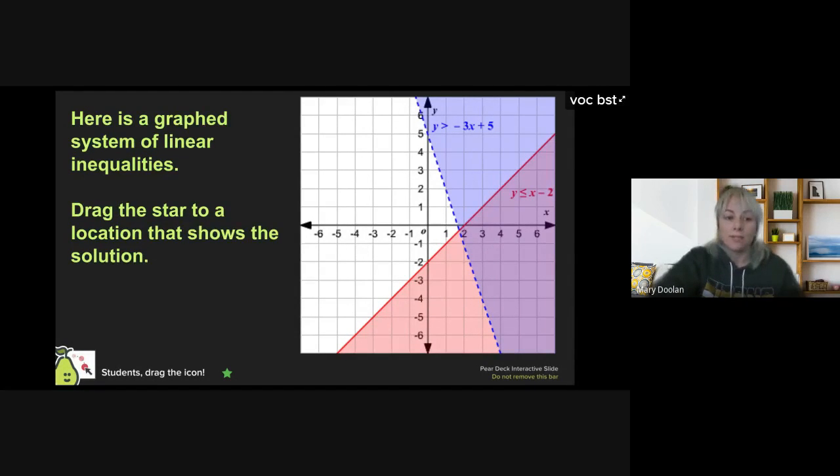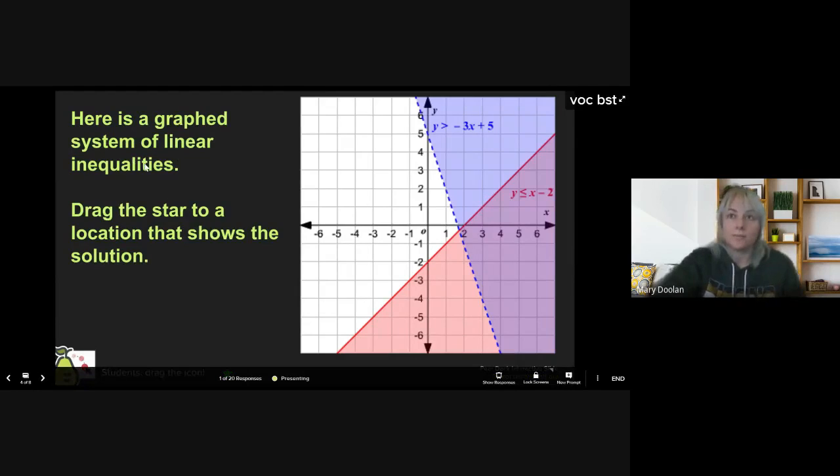So here is a graphed system of linear inequalities. There are two linear inequalities: a blue one, y is greater than negative 3x plus 5, and a red one, y is less than or equal to x minus 2. The blue dashed line is the blue inequality, and we shade it on this side. The red solid line is the red inequality, and we shade below it. From this, the graph shows us where the solution to the system is.